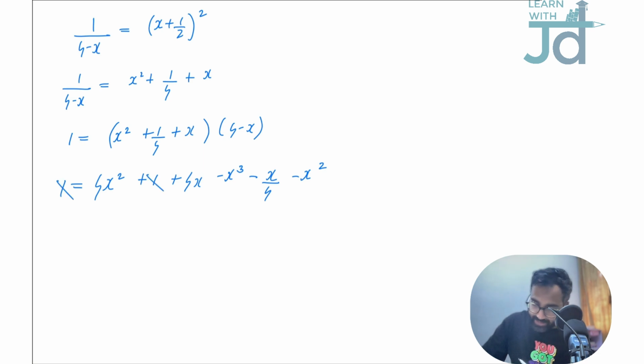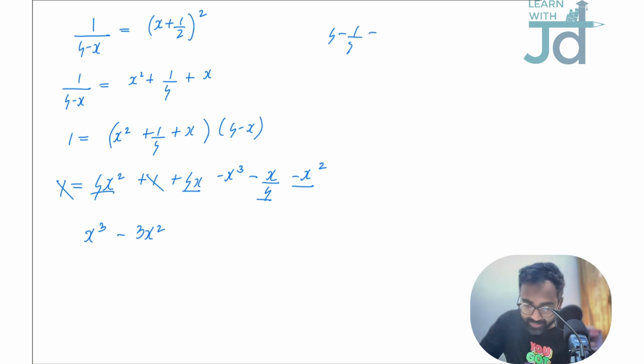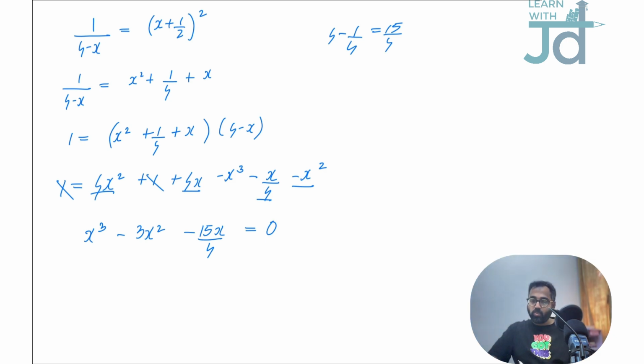Now if you see, 1 and 1 will cancel. So x cube, here minus x cube, you take to the other side as x cube. And here 4x square minus x square is 3x square, so that will go as minus 3x square. And 4x minus this. 4 minus 1 by 4 is what? 15 by 4. So this will be minus 15x by 4 is equal to 0. Because the constant term has gone. So I can just reduce the size.